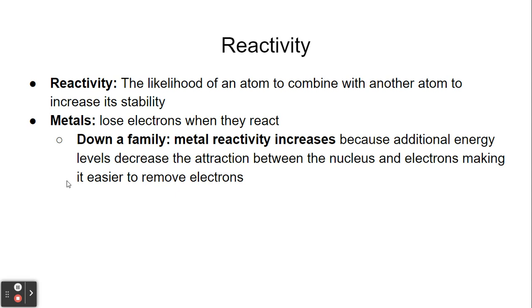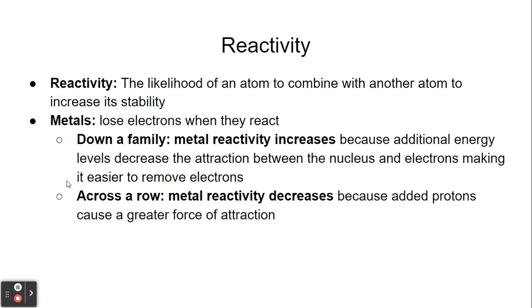So again, think francium, right? Francium is in the first group. It's all the way down that family. It's going to be really, really easy to remove that one valence electron from francium because it is so far away from that nucleus. And so it doesn't feel much of a force of attraction toward the nucleus. And as we go across a row, metal reactivity is going to decrease because as we add protons, it's causing a greater force of attraction.